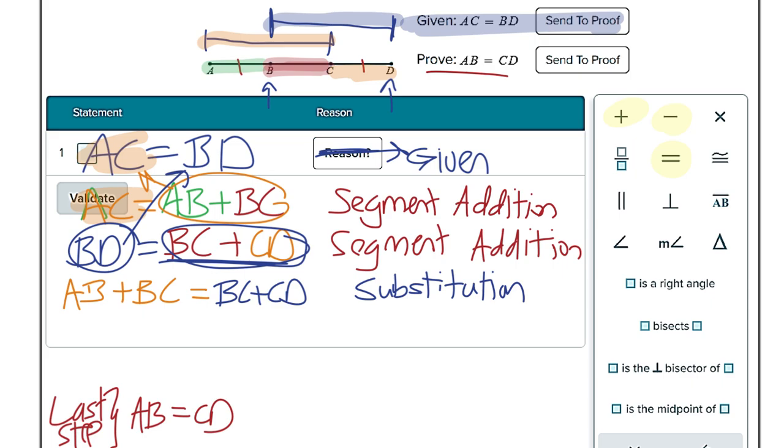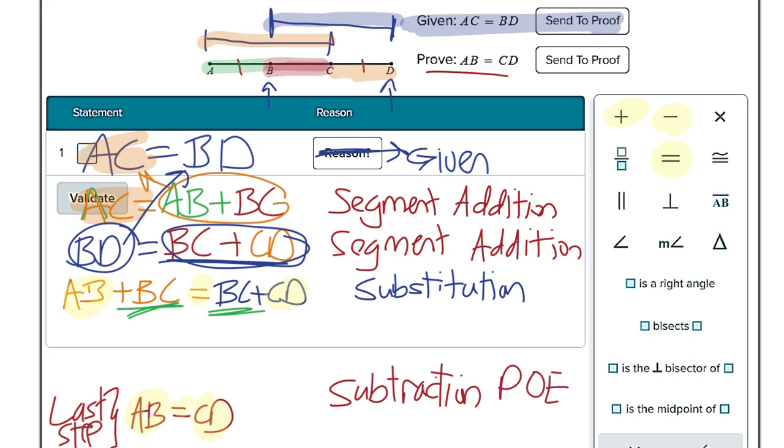Now we're almost done. We're at step 1, 2, 3, 4, and notice, just like before, there's a BC on both sides, so we can actually subtract those from both sides to end up getting AB and CD. We have the equal sign, so we just have to subtract from both sides, which is that subtraction property of equality.